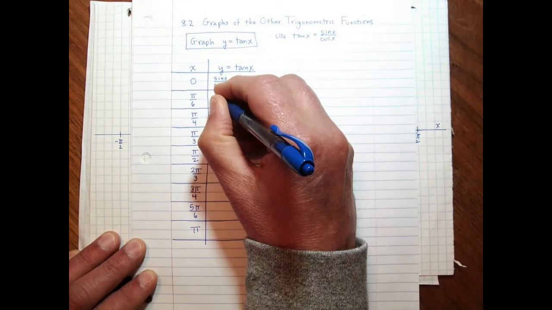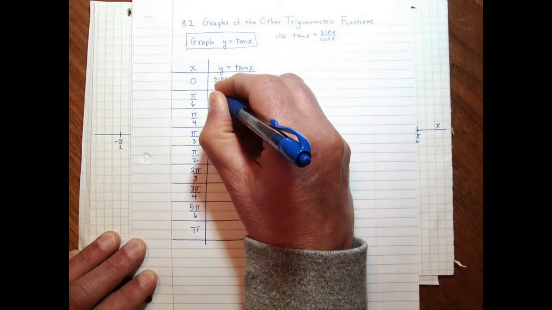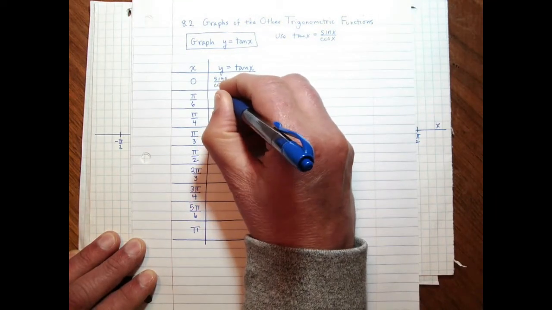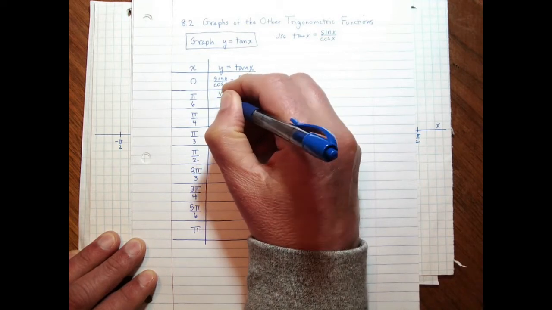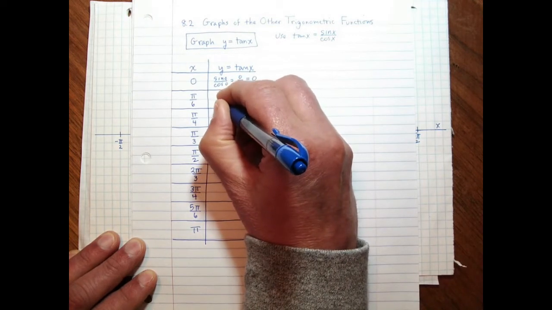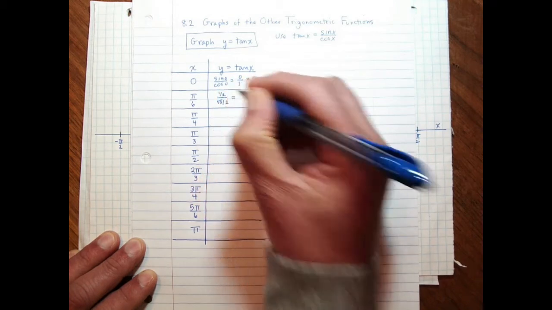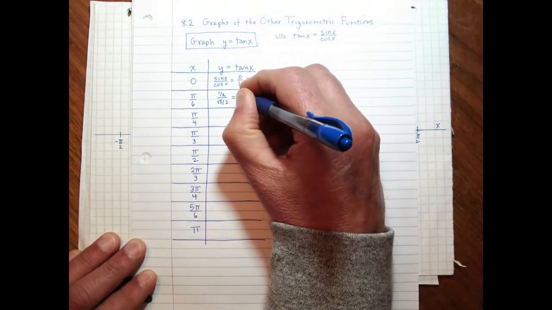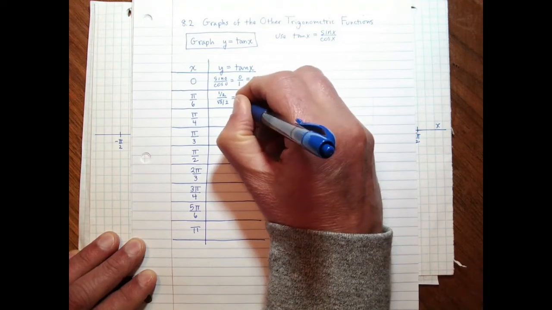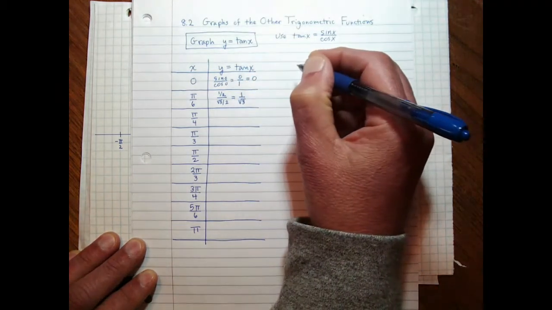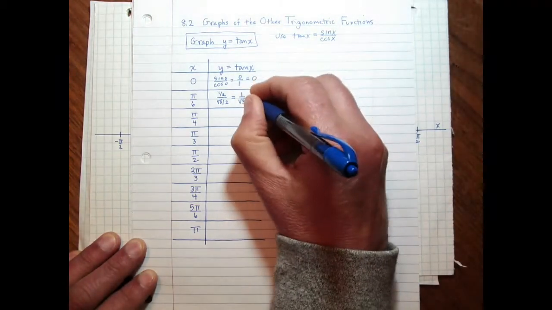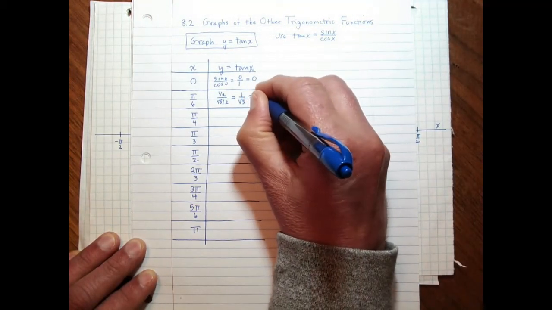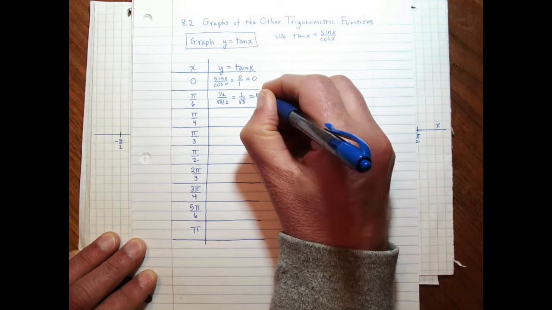At pi over 6, we get sine of pi over 6. Sine of pi over 6 is a half, over cosine of pi over 6 is square root of 3 over 2. And so when I divide those, sine by cosine, I get 1 over the square root of 3 is what that simplifies to. And to plot a point, I need a decimal here. That's on my calculator. I get that that's about 0.58.